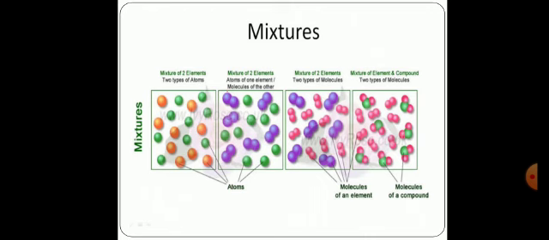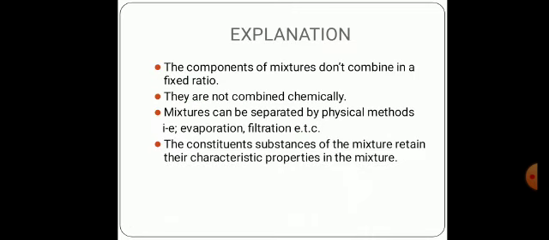So we studied that a mixture is a combination of two or more substances that are physically combined together, not chemically. The components of the mixture don't combine in a fixed ratio. We discussed in a compound that the elements are combined together in a fixed ratio, but here it's the opposite of the compound. The components of a mixture don't combine in a fixed ratio. They are not combined chemically, they are just combined physically.